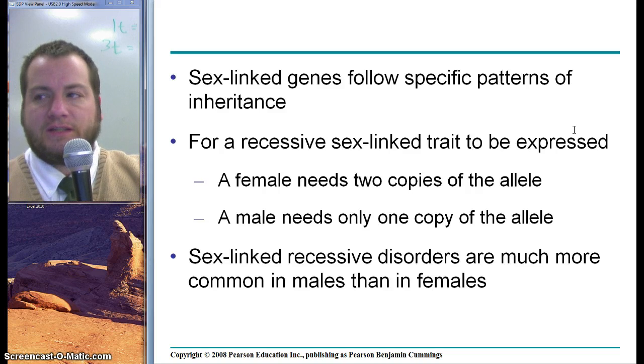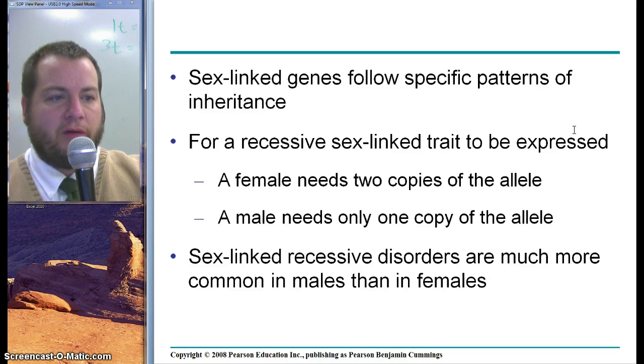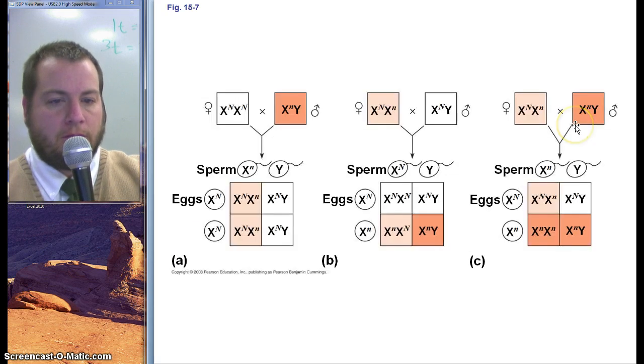For a recessive trait to be exhibited, the female needs 2 copies of the allele. The male, however, only needs 1 copy of the allele. This is why sex-linked traits are more common in males than they are in females. So let's take a look at how that works.